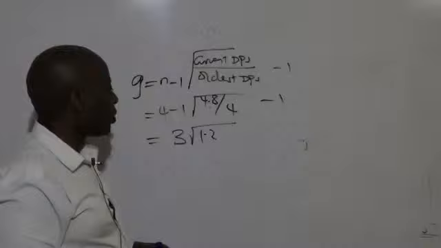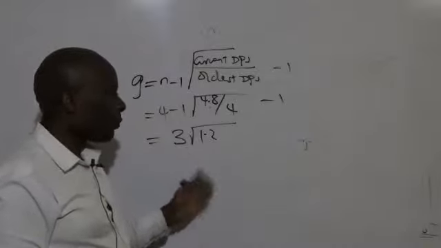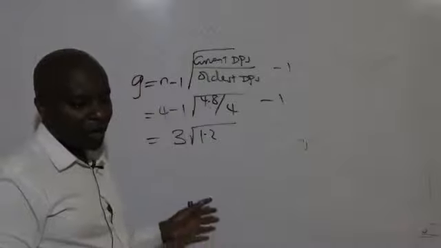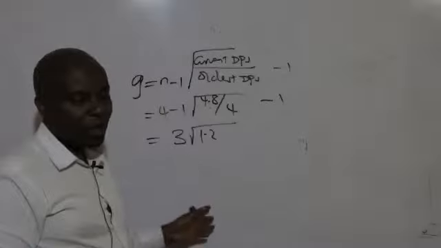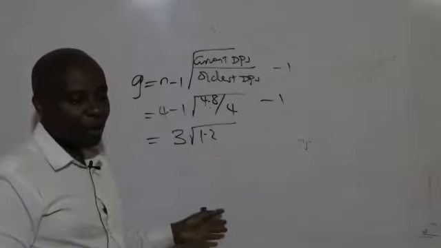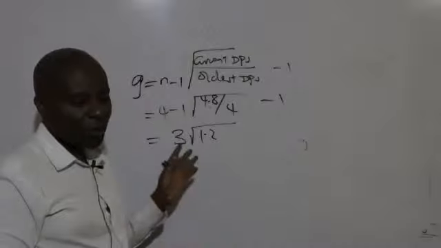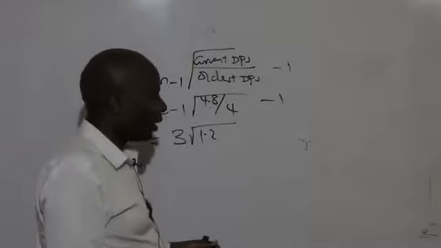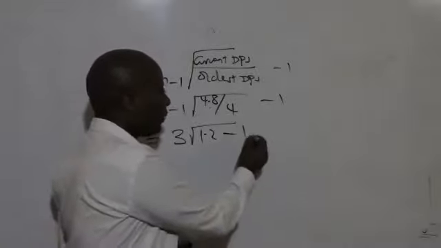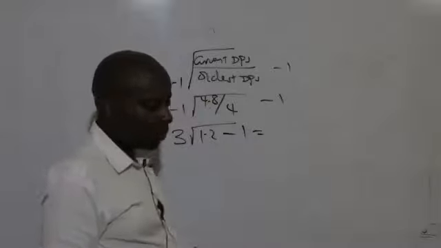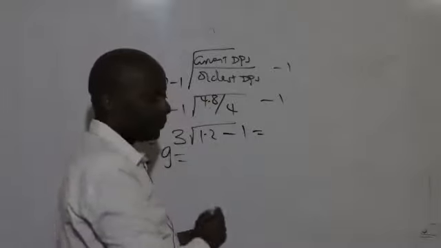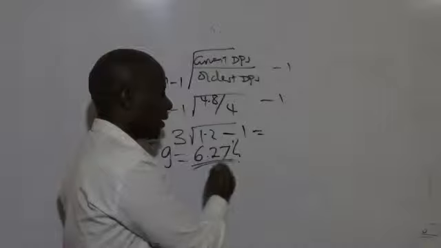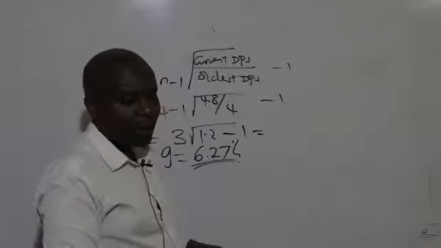So the cube root of 1.2. Whatever we get, we subtract 1. Please guide us accordingly. What do we have there? So at the end of the day, when you subtract 1, what is the growth rate? 6.27%. Thank you very much.